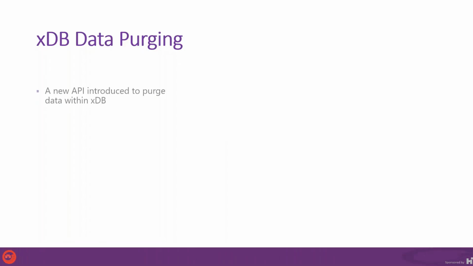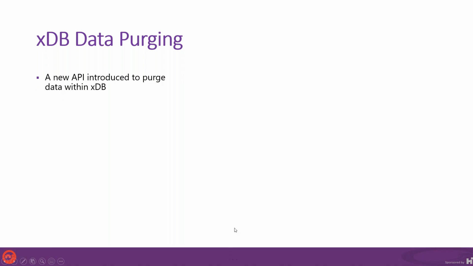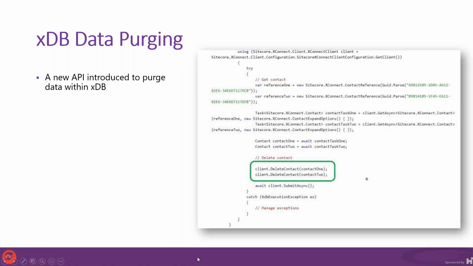So what has been done for it in 9.2? In 9.2, a new API has been introduced to purge data within XDB. You can see it here, client.DeleteContact. This is a new API which has been introduced in 9.2. Using this, you can delete the contact details.